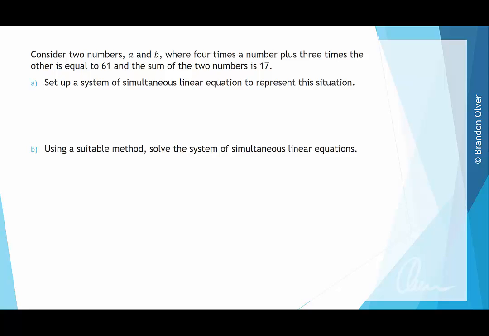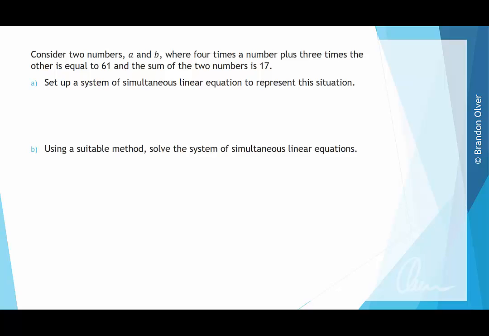Consider two numbers a and b, where 4 times a number plus 3 times the other is equal to 61, and the sum of the two numbers is 17. For part A, we want to set up a set of simultaneous linear equations to represent this situation.